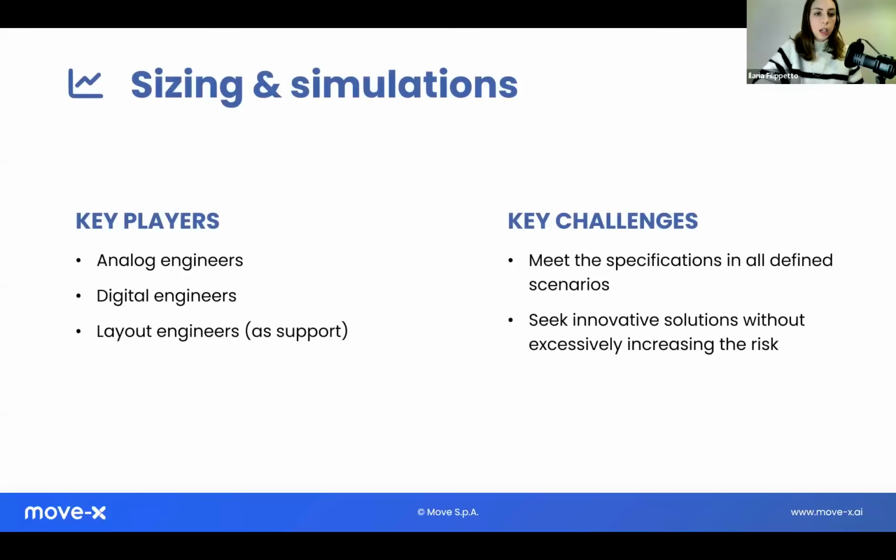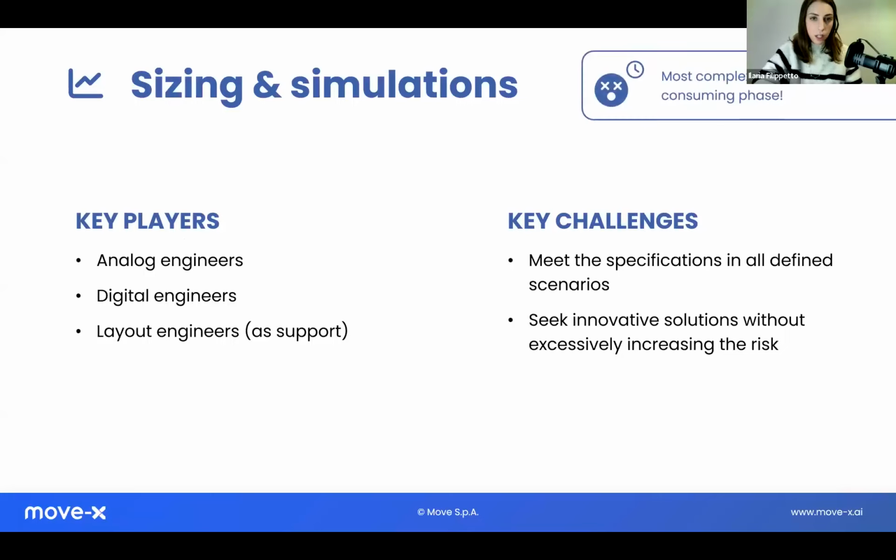So once the feasibility is completed, the actual design phase begins. It involves primarily analog and digital engineers that are supported by the layout team. This phase is for sure the most critical, most delicate, and most time-demanding, and it also depends on how challenging the specifications are, and on the designer's experience. So it's really complex and time consuming, and this is a key point to keep in mind.